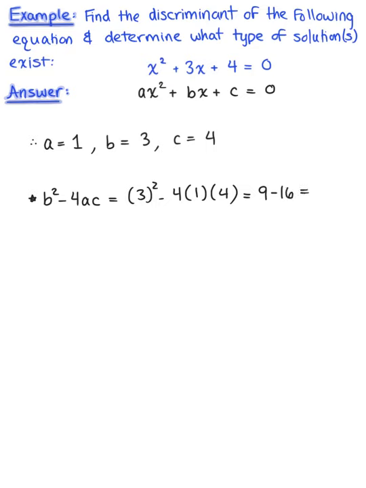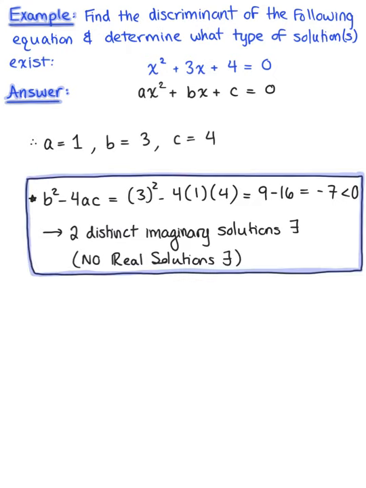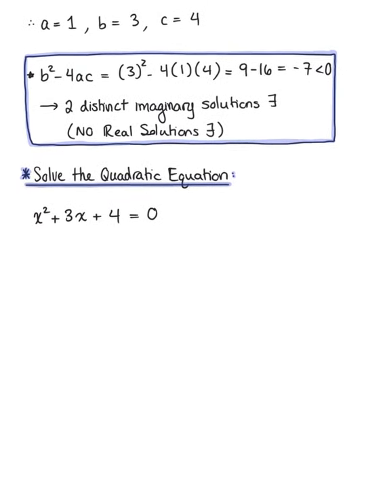So 9 minus 16 gives us negative 7, which we can see is less than 0. So since the discriminant is less than 0, we know that two distinct imaginary solutions will exist. Or in other words, no real solutions exist. So to help confirm these conclusions, let's take this one step further and actually solve this quadratic equation.